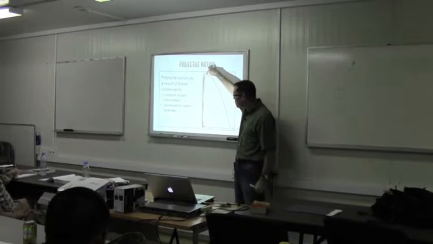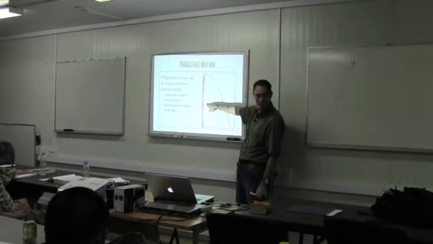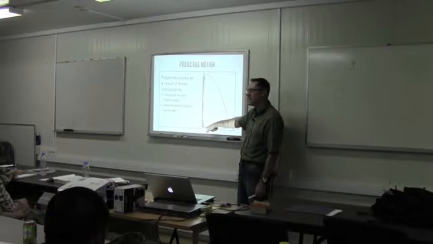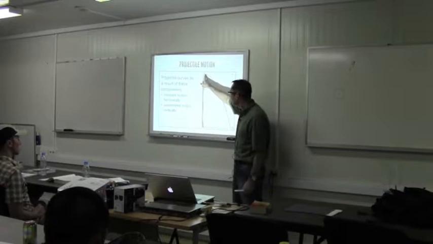After 1 second, it's at 5 meters below the cliff. 2 seconds, it's at 20 meters. 3 seconds, it's at 45 meters. Remember all those calculations we did last week? And at 4 seconds, it's at 80, I think, 80 meters below. It's accelerating, like we've talked about. Sideways, though, let's say you throw this at 10 meters per second. After 1 second, how far away do you think it is?